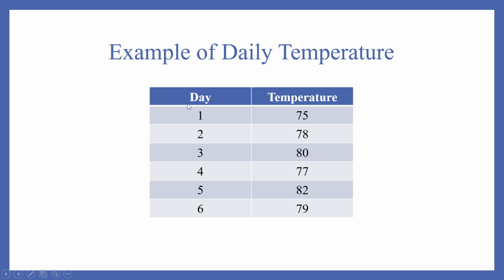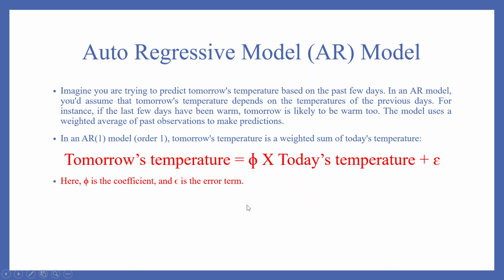In the first column, we have day. In the second column, temperature. The first day temperature is 75, then 78, 80, 77, 82, and 79.